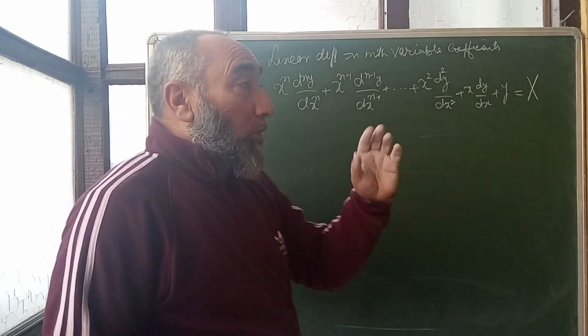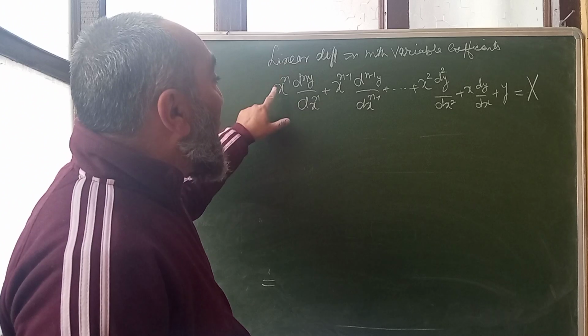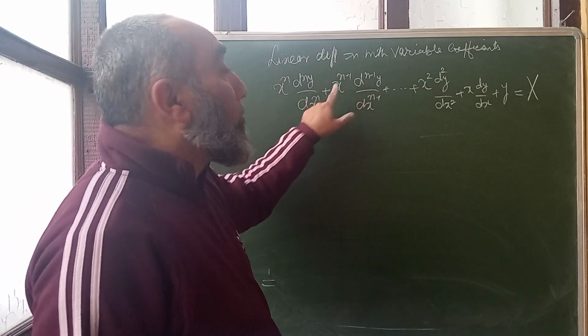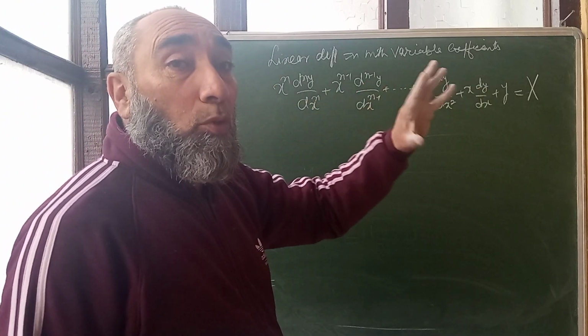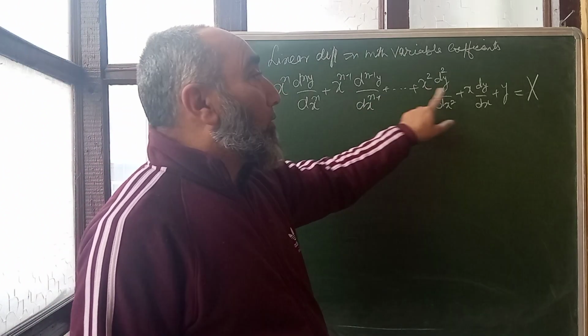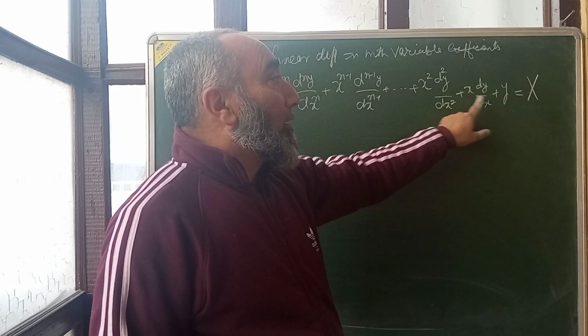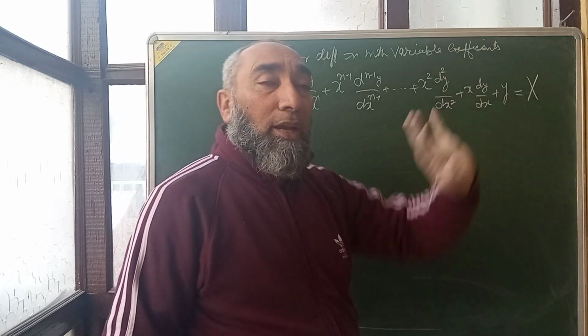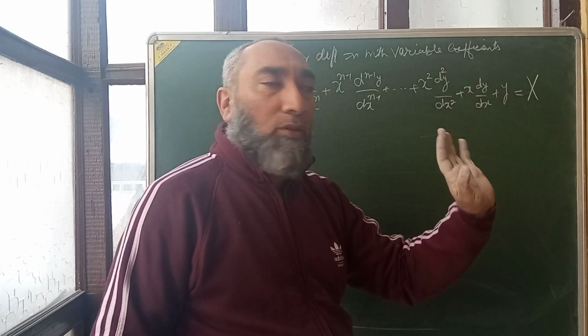And one more thing is that with the nth derivative you have x raised to the power n. With the n minus 1 derivative you have x raised to the power n minus 1. Homogeneity is there. With d square you have x square. With d you have x, y is alone, and the right side is a function of x. It can be any function.